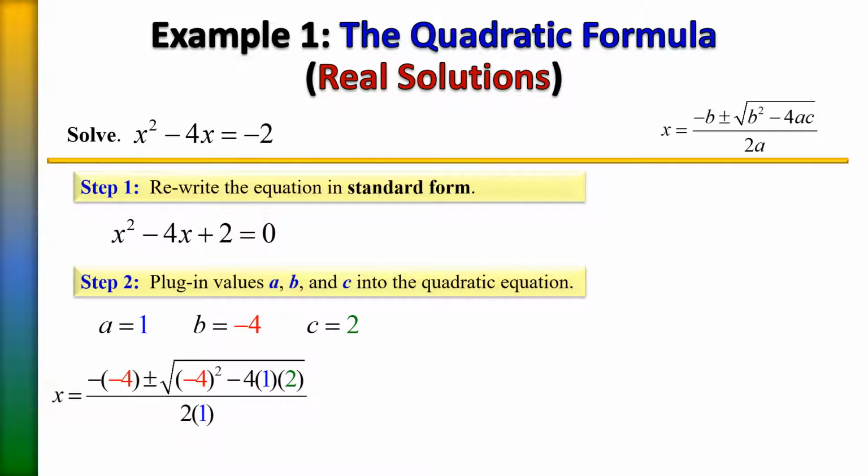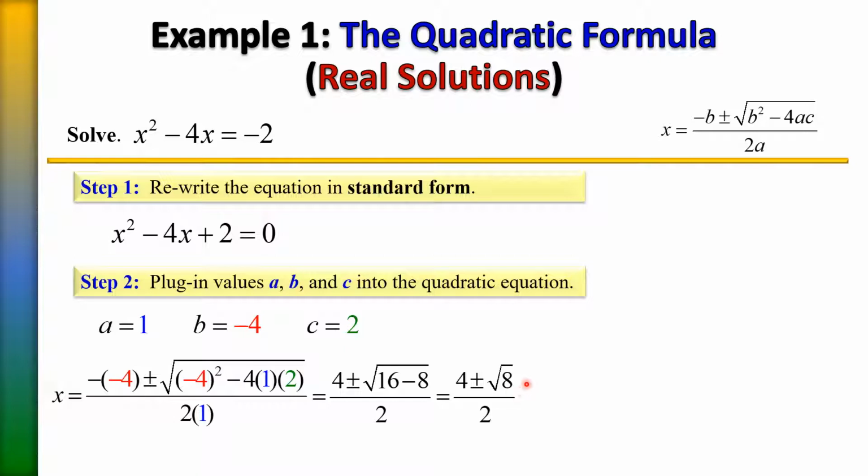Here I have a double negative, negative 4, but with a negative in front of it becomes plus 4. Here I have negative 4 squared, that's negative 4 times negative 4, which is positive 16. Over here I'm multiplying 4 times 1 times 2, which is 8. But with a negative in front of all those numbers, it's going to give me negative 8 all over 2. Next, I need to perform the subtraction underneath the radical symbol. That's going to give me 8.